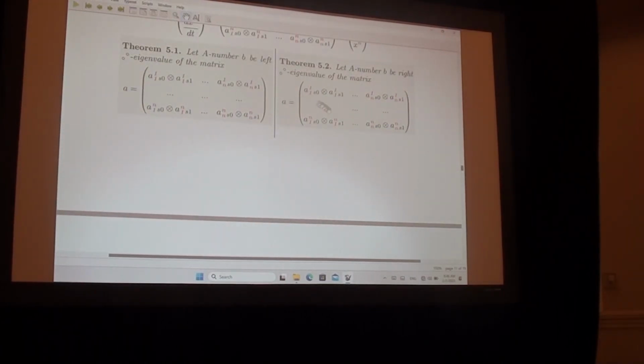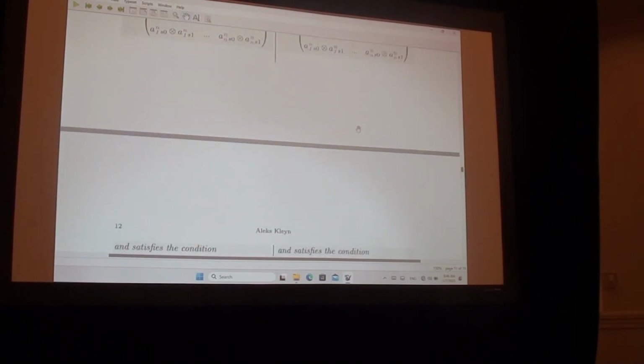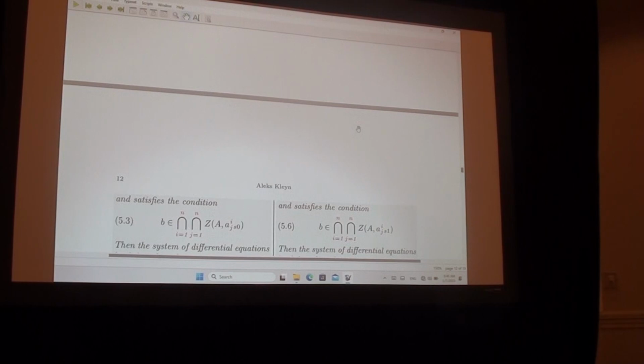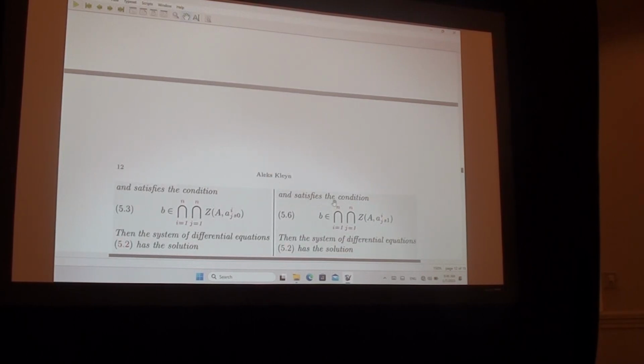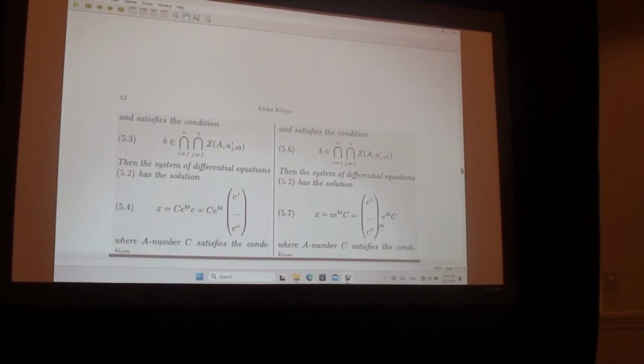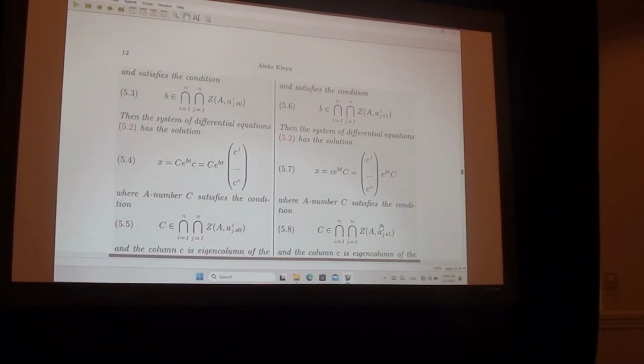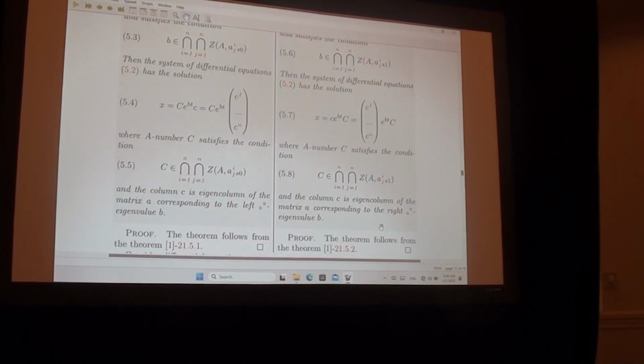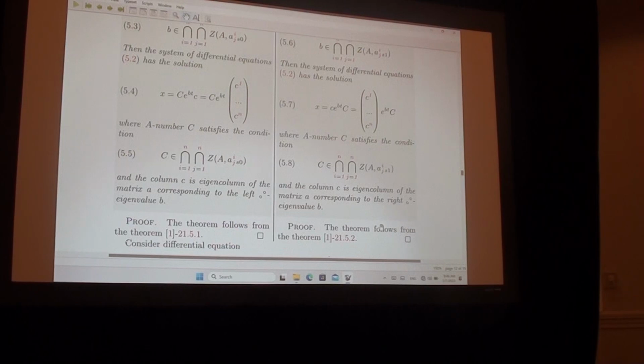Let a number P be an RCO eigenvalue of the matrix A and satisfy the condition 5.6. You see the coefficient, these are slightly different conditions. Then the system of differential equations 5.2 has solution 5.7, where the number C satisfies condition 5.8, and the column C is an eigencolumn of the matrix A corresponding to the right RCO eigenvalue P. There are no other solutions of this system of differential equations.